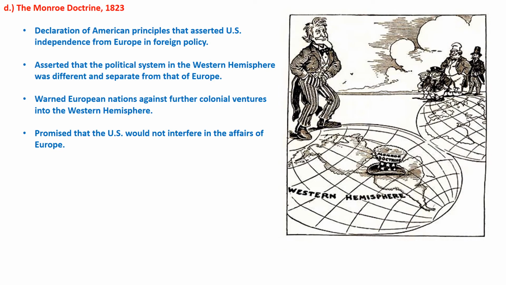A development during the era of good feelings that helps to promote nationalism, or a feeling of national pride and unity, was a foreign policy referred to as the Monroe Doctrine in 1823. This was a declaration of American principles that asserted the United States was independent from Europe in terms of foreign policy. It kind of assumed that the political system in the Western Hemisphere was fundamentally different from that of Europe, and it warned European nations against trying to recolonize parts of the Americas, and it promised in exchange that the United States would not interfere in the affairs of Europe.